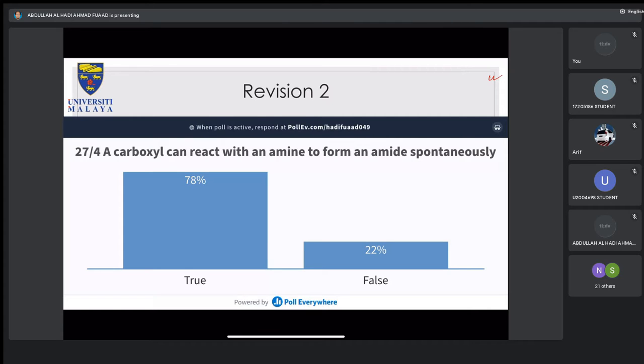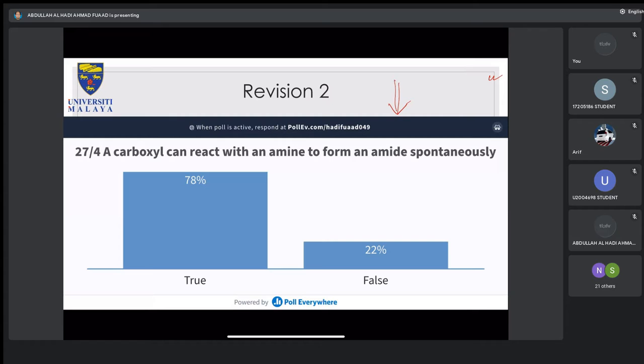1, 2, 3. Okay, the correct answer is false. So carboxylic acid and amine does not spontaneously react. So you need to have a catalyst. Remember, if you go back to when you were learning about acid and base, you can form an amide, but you need to have a catalyst. Normally, as long as you have a little bit of proton, then you can catalyze the formation of amide. So it does not happen spontaneously.